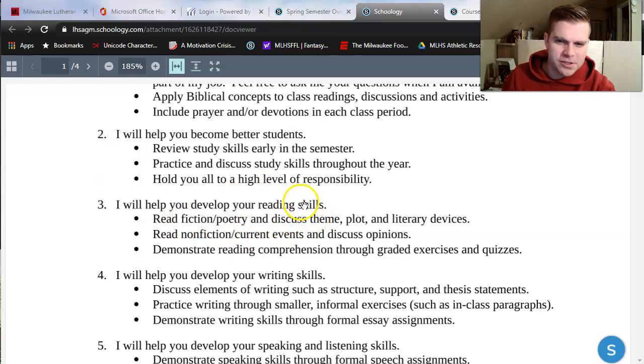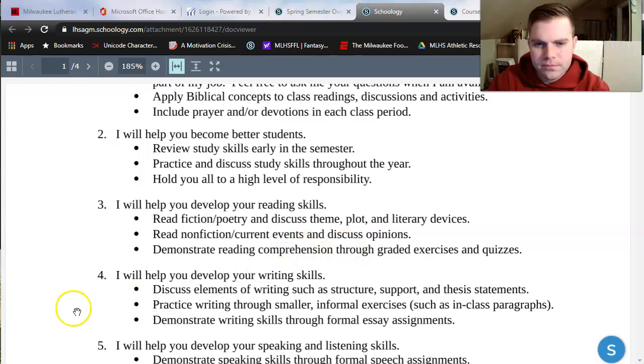We'll continue to discuss those literary devices, things like theme, plot, symbolism, setting, characters, point of view, all those things. We will read some nonfiction this semester, especially towards the end of the semester. We're going to do some research as well. So learning how to read nonfiction, discuss interpretations and opinions will be important too. And I'm just going to continue to quiz you through reading comprehension. We're going to keep building those basic reading skills in everything we do this semester.